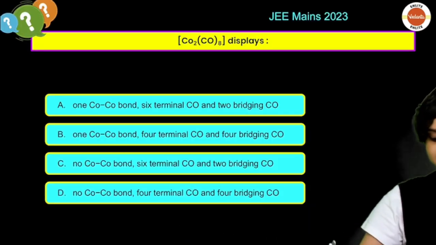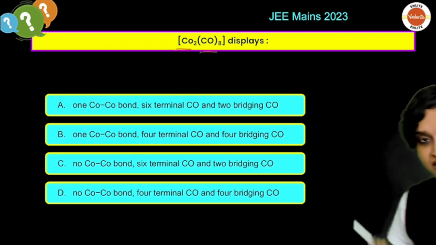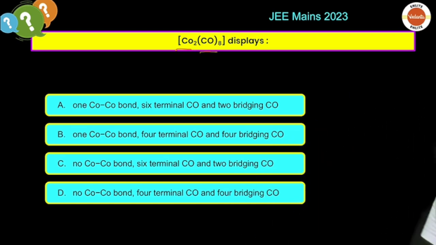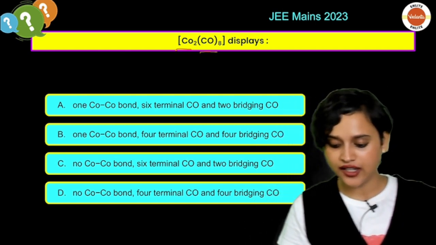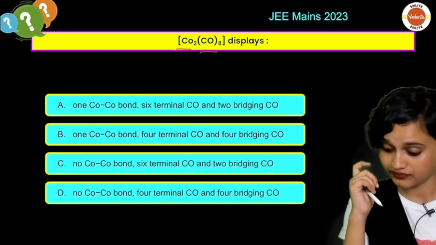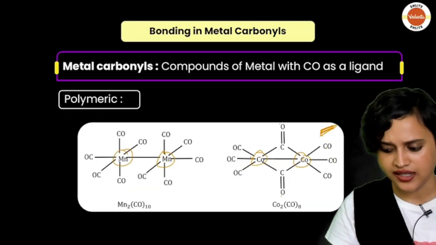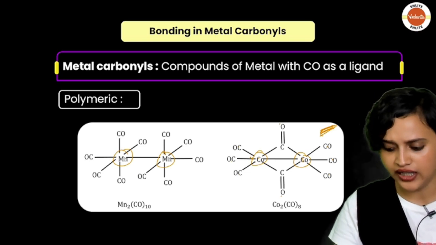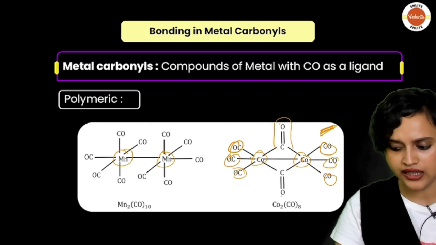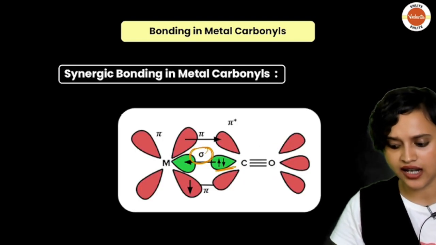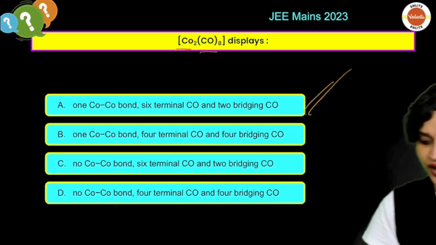Now let's solve the question. The question is Co2(CO)8 displays, JEE Mains 2023. I just told you they ask a lot of questions from this. So, one Co-Co bond, six terminal CO and two bridging CO. That's what we saw, right? One cobalt-cobalt bond, six terminal, 1, 2, 3, 4, 5, 6, and two bridging. These are the bridges. So that is the correct answer, option A. Got it?